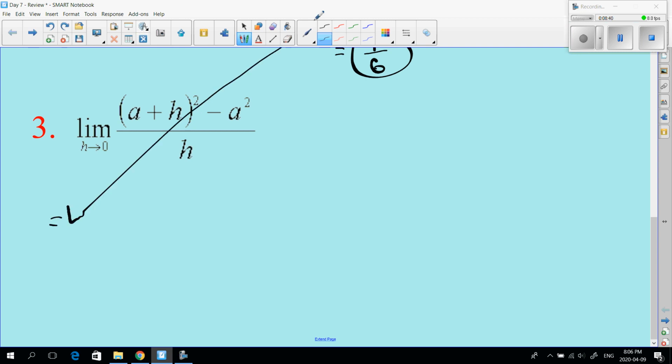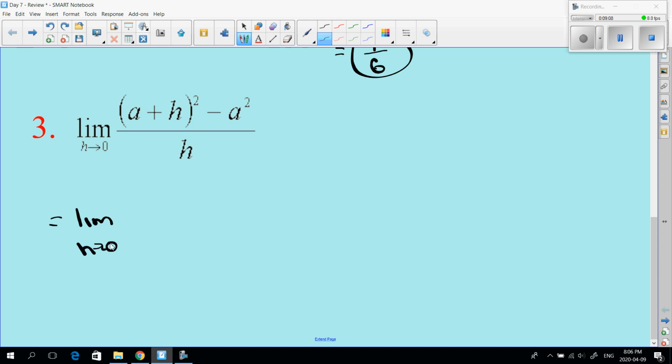Don't forget that you should always try direct substitution first. If you fill a 0 in for h, a plus 0 squared minus a squared would give you a 0 up top. This h is approaching 0, which means that would be a 0 down low. So I end up with an indeterminate limit.